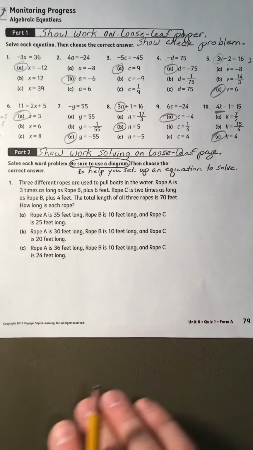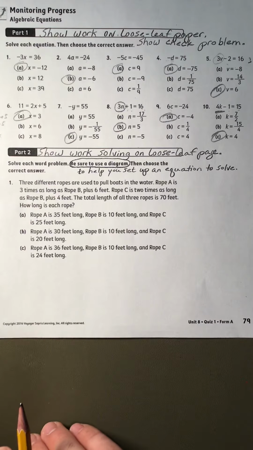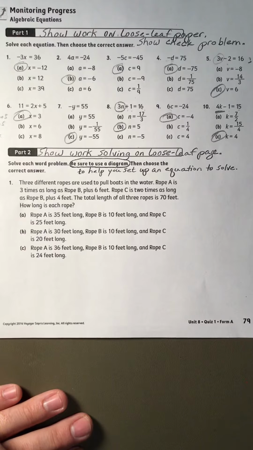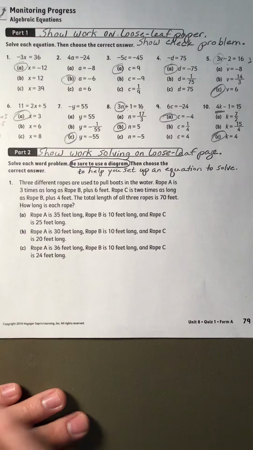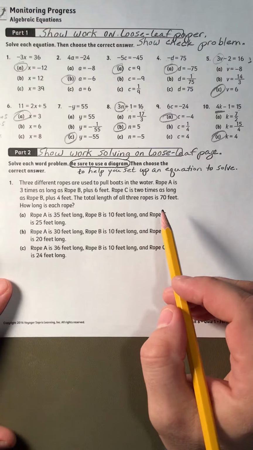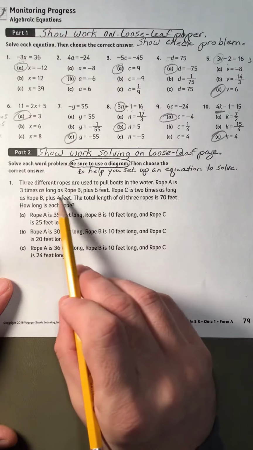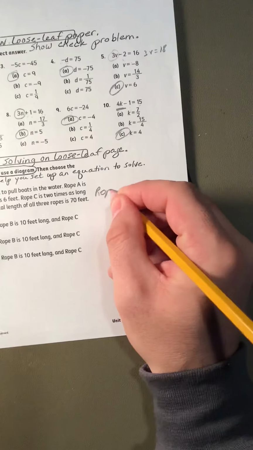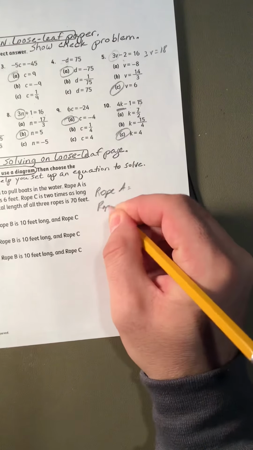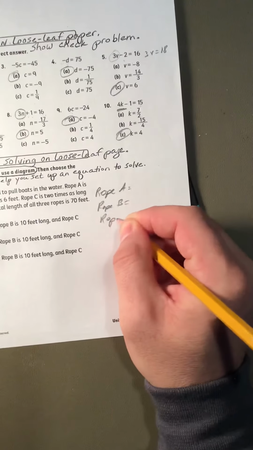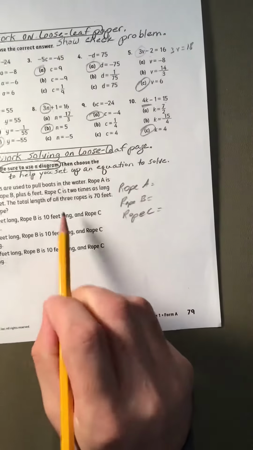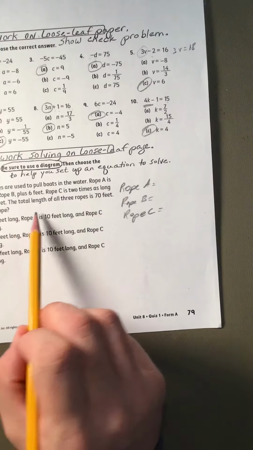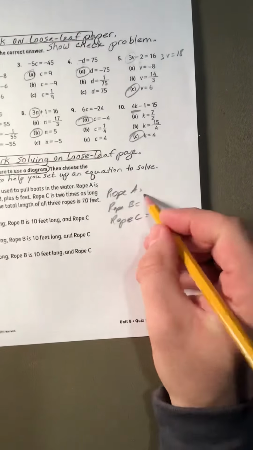Okay, problem number 1 of part 2. This is where we were having some trouble, guys, on our assignment because I don't think we did a very good job of labeling things. Okay, rope A is 3 times longer than rope B plus 6. So I'm going to write a little equation here so I know what rope A is, rope B, and rope C. Rope C is 2 times long as rope B plus 4. So the only one it doesn't tell me about is rope B, so I'm going to call that one X.